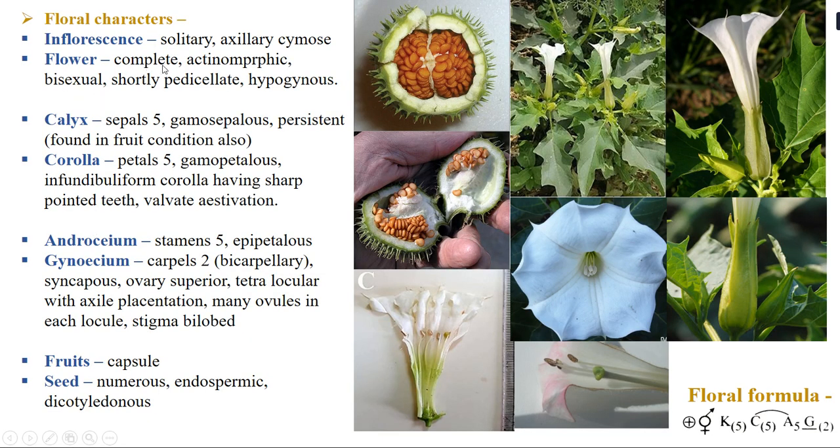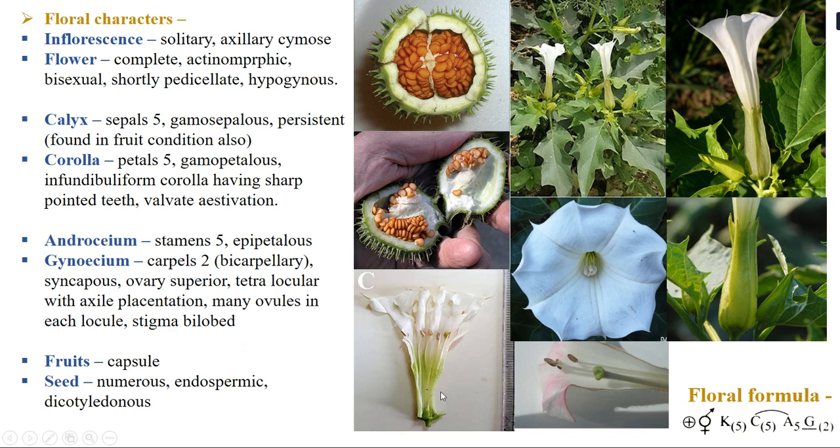The flower is complete. How do you call a flower complete? When the flower shows petals, sepals, androecium and gynoecium, it is a complete flower. So the flower is complete. It is actinomorphic. That means if you see this, it shows a radial symmetry. It is bisexual. That means it is showing both the staminate and the carpellate part. It is hermaphrodite. It is bisexual.